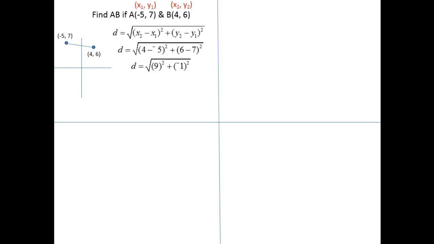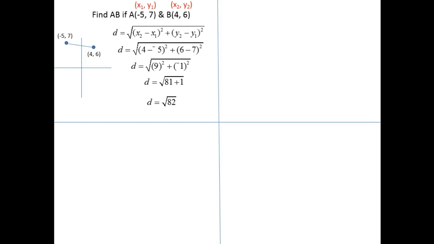Positive or negative? Positive. And that right there is why we didn't have to do the absolute value earlier. Because when you subtract them, even though I got a negative number, it's not really a negative distance, I'm going to square it anyway, and it just takes care of itself. So I'm going to get the square root of 81 plus 1, which is the square root of 82. Is that a perfect square? No. So I have to try and simplify it.